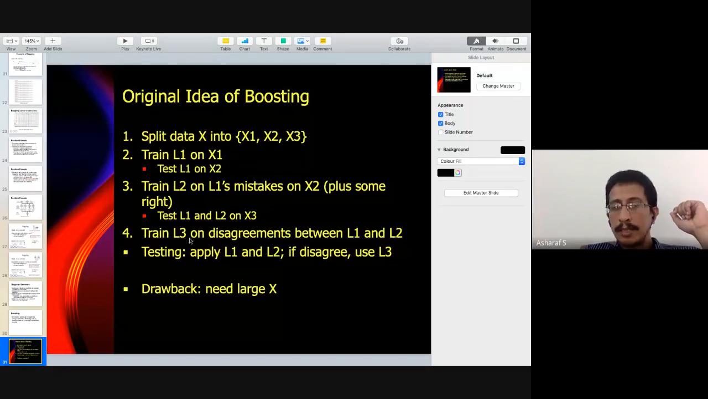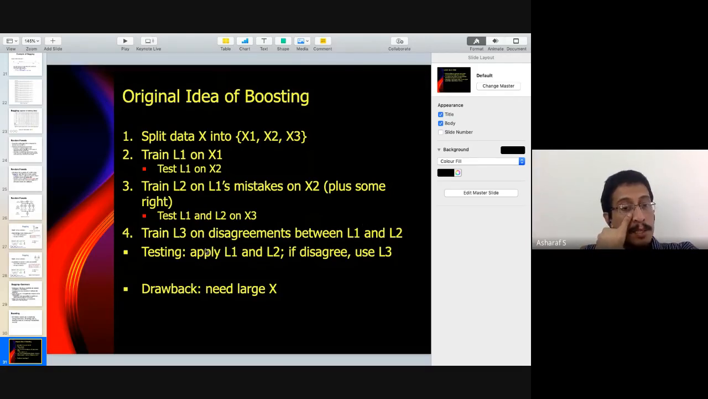Now you can test both L1 and L2 on the unseen data x3 and train L3 on the disagreements between L1 and L2. Basically, where L1 and L2 agree, that means those points in x3 are taken care of. But there are points where L1 says some class and L2 says some other class. For those, you can train a new classifier.